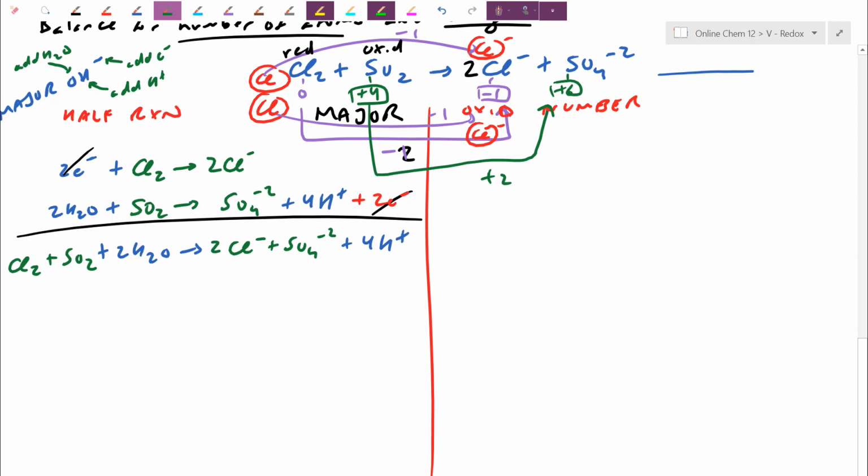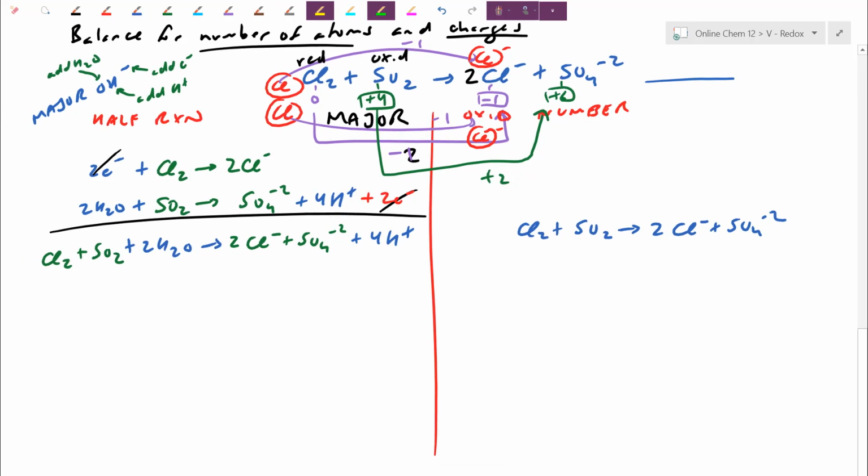Normally, we would do a lowest common multiple between this 2 and 2. Well, this one here already matches out, so I don't need to balance anything else. The advantage here is I didn't break up half equations. So all I'm going to do is still add in the waters to balance the O's, add in the H pluses to balance the H's, but I'm doing that to the whole equation so that I don't end up with waters on both sides and canceling out and H plus on both sides.